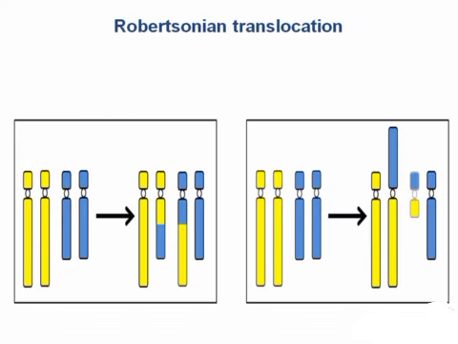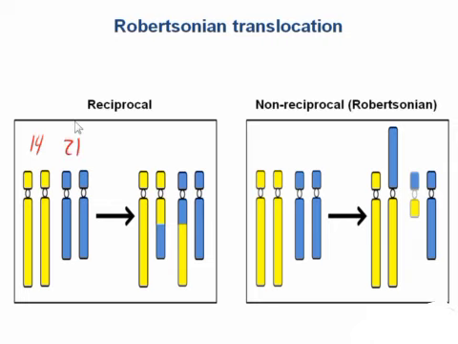A chromosomal translocation is the exchange of genetic material between non-homologous chromosomes. So in this image, the yellow chromosomes are homologous with each other, and the blue chromosomes are homologous with each other. So let's say the yellow chromosome represents chromosome 14, and the blue is chromosome 21. A translocation can be either reciprocal, or non-Robertsonian, in which actual DNA fragments are exchanged between the two chromosomes, or non-reciprocal, or Robertsonian.